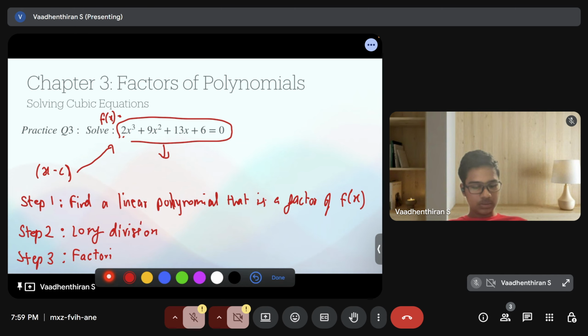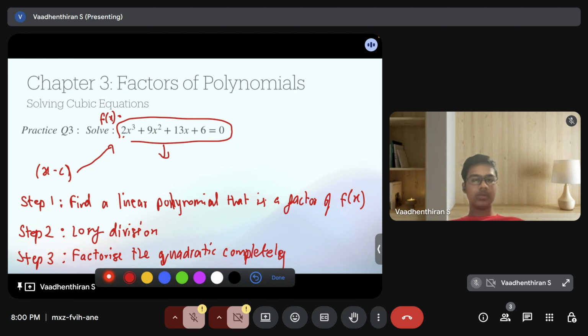the quadratic completely. So when you use these three steps, you're clear with the concept, and you're telling the examiner that you know how to solve any cubic equation using the factorized form. All right.